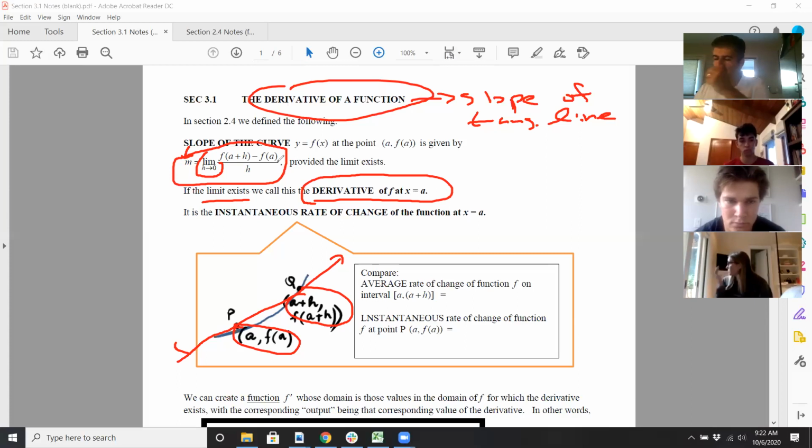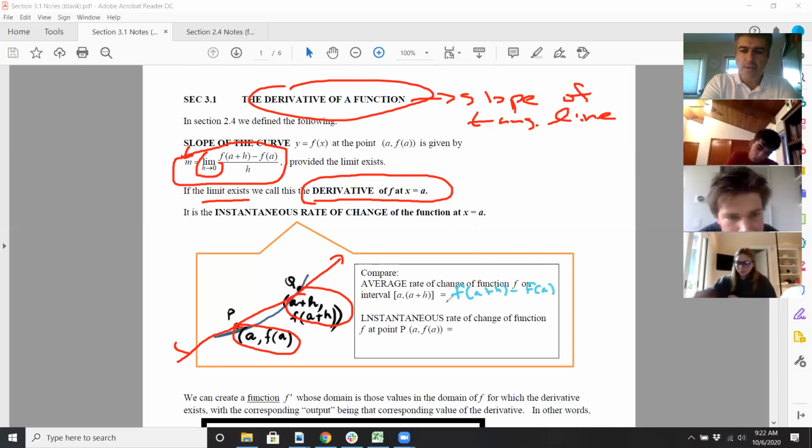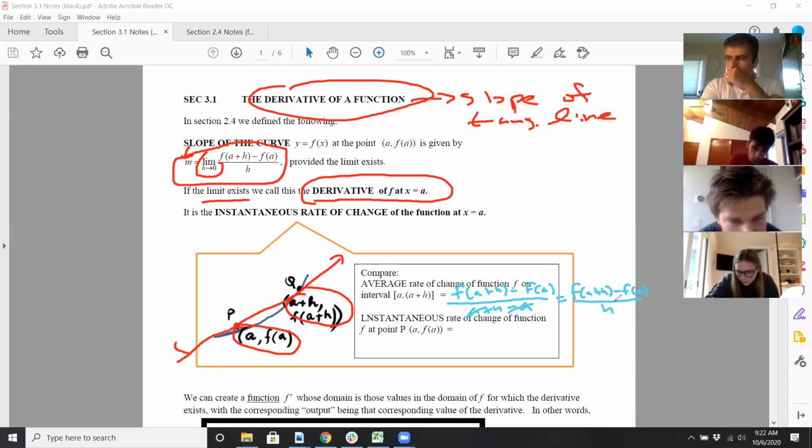There we go. Yeah, so the average rate of change, again, we just expressed it like this. f of a plus h over a plus h minus a, which was really just f of a plus h minus f of a all over h. Whereas for the instantaneous rate of change, it was the same exact thing, both the limits.